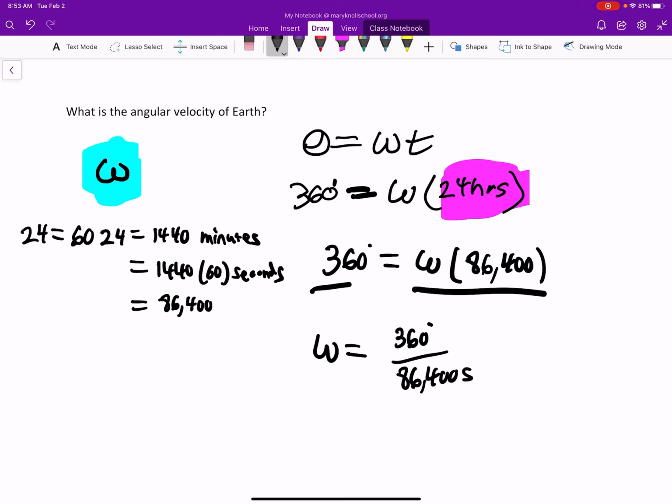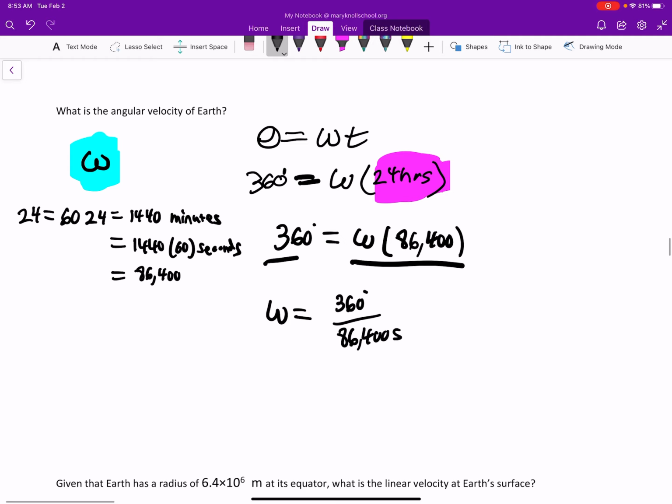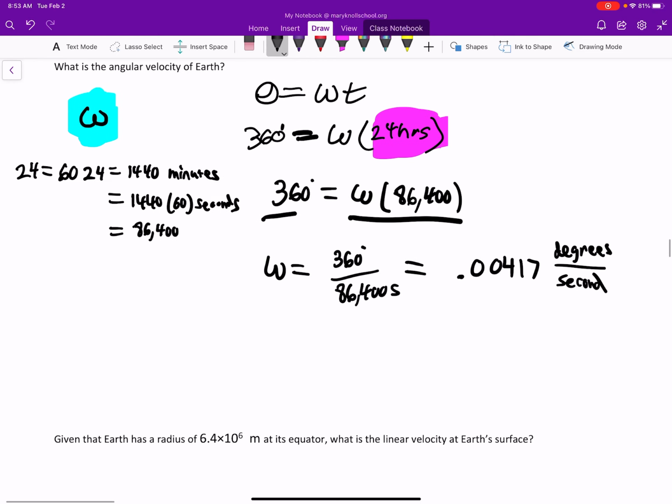Now we can go ahead and simplify here, and we can get 360 degrees divided by 86,400. And what do we get? We get 0.00417 degrees per second. And that is the angular velocity.